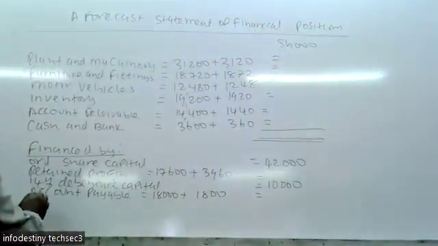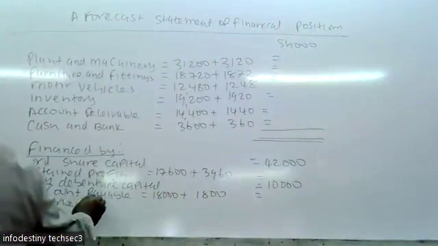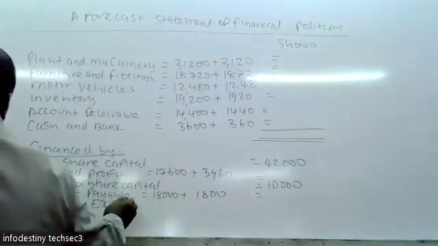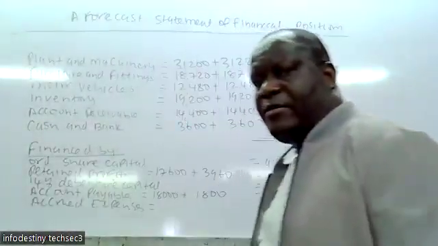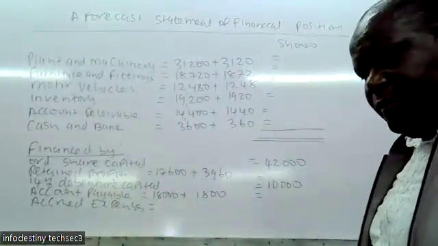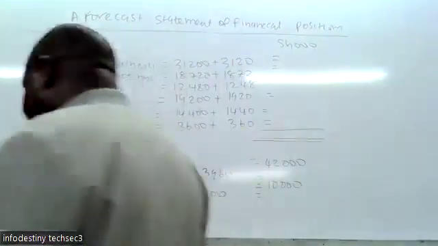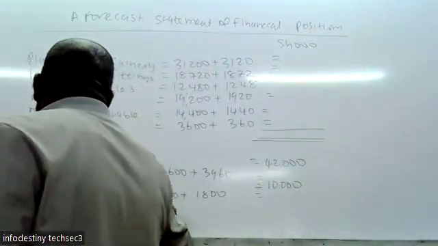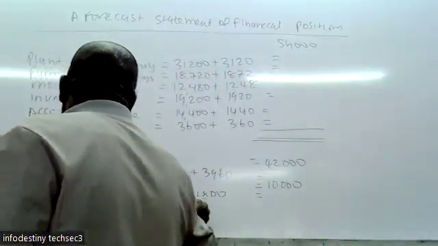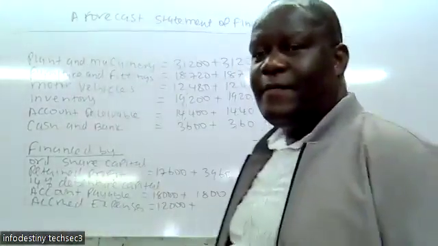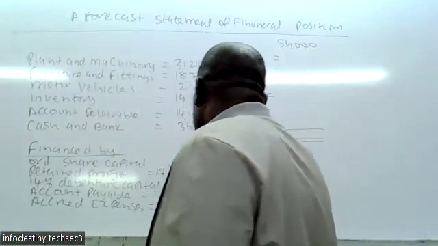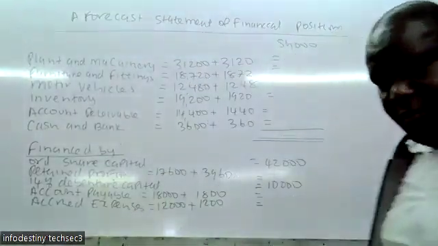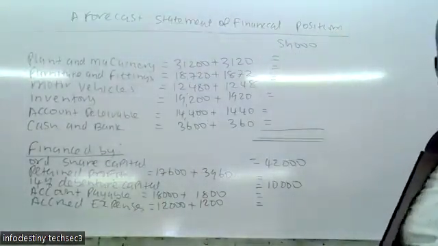The next one is accrued expenses. So for the accrued expenses, which figure was there? 12, plus 1200. So the last one now, your external financial requirement.